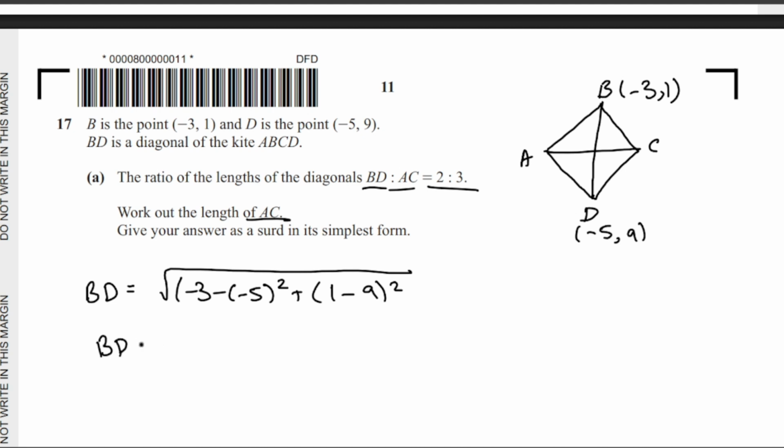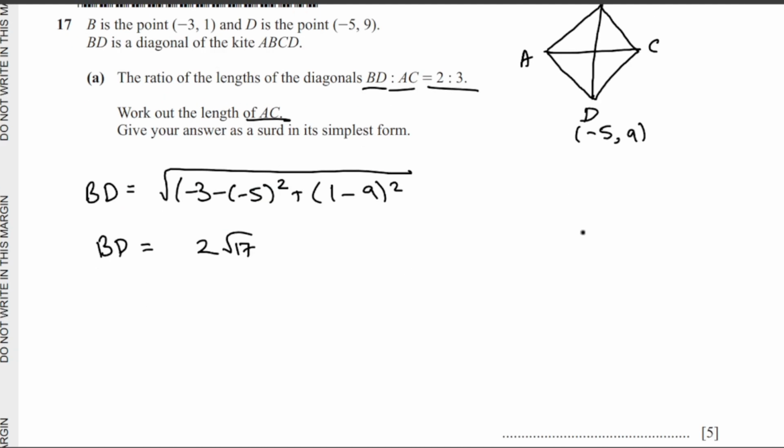So the answer we would get is 2 root 17, right? Now let's use the ratio method. BD to AC: BD is equal to 2 root 17, AC is equal to no idea. BD has a ratio of 2, AC is 3, right? Let's put an equals sign and put that right there.